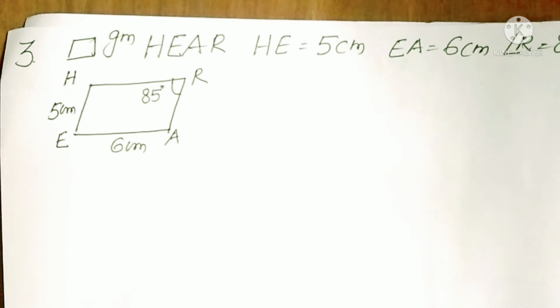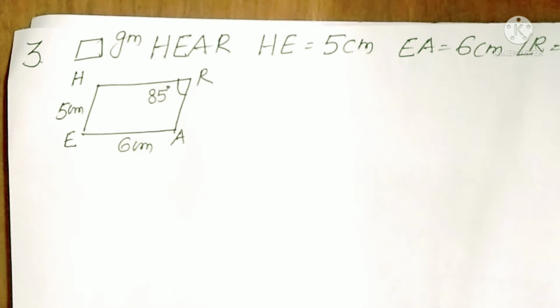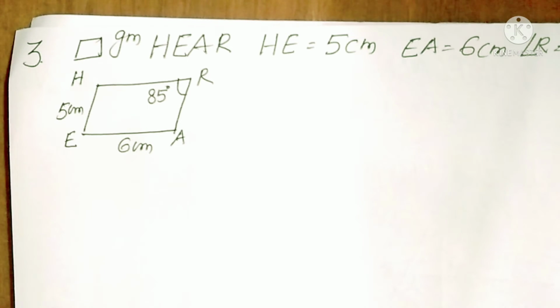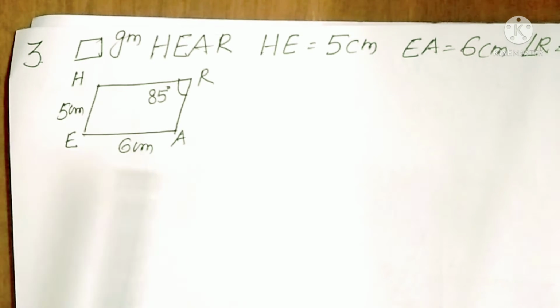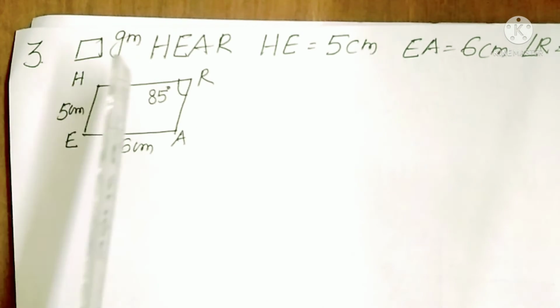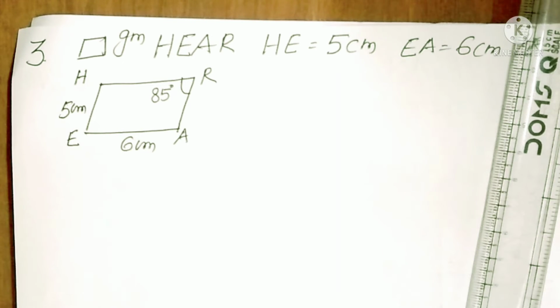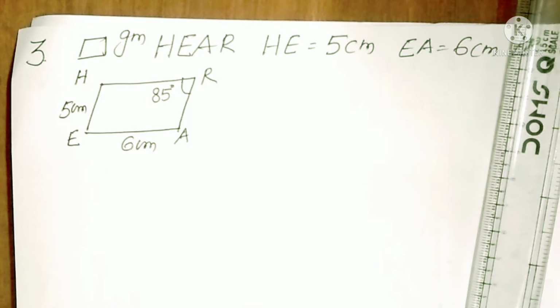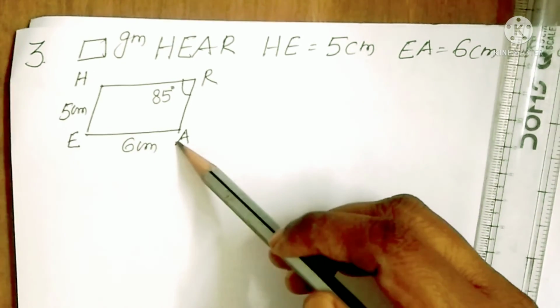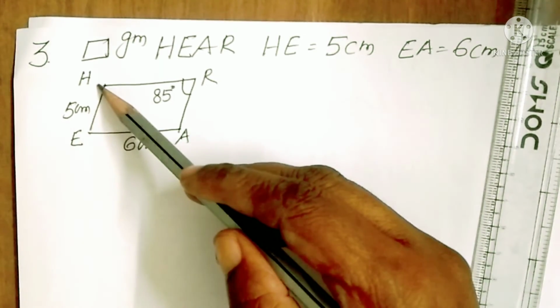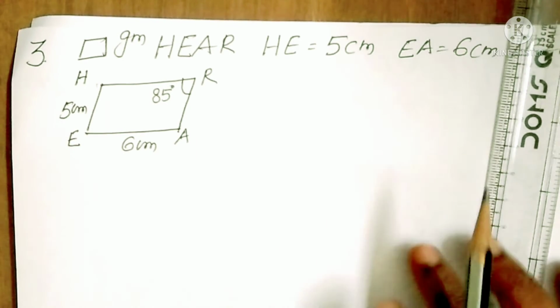And now what do we have to do? Write the steps yourself. Now, question number 3 is a parallelogram. A parallelogram HEAR with HE 5 centimeter and EA 6 centimeter, only one angle is given, 85 degree. Now, if you want to draw this parallelogram, we need more information, because we may not be able to find the rest with this information.